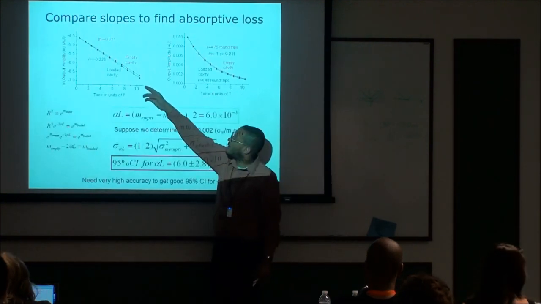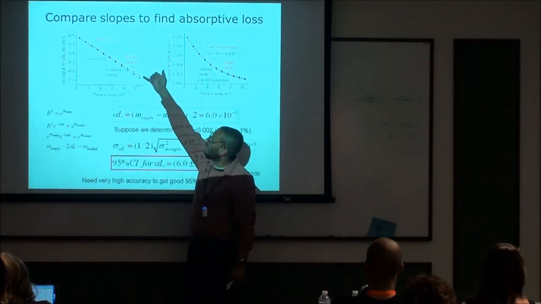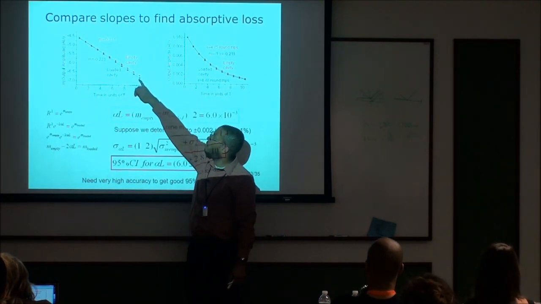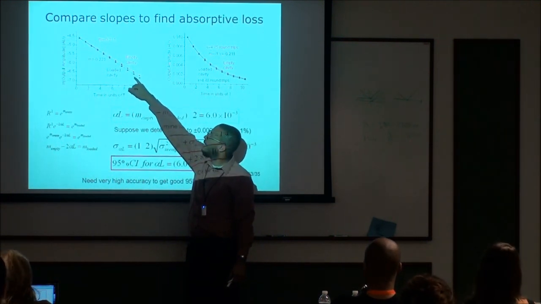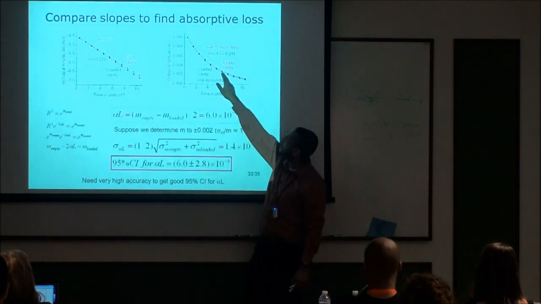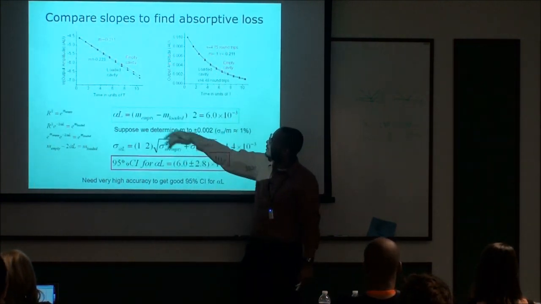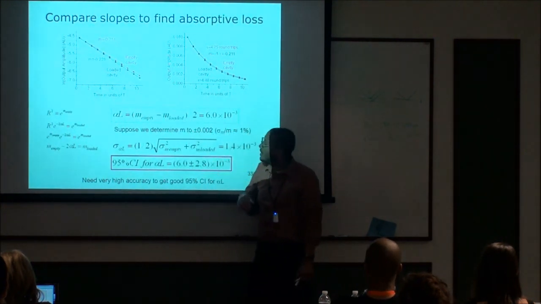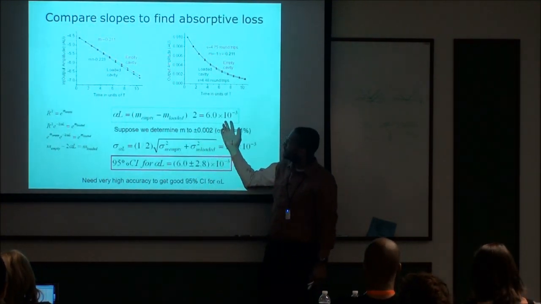So I again fit the data. The red curve is the empty cavity, so no loss. When I put the lossy material in, I get a slight change in the slope. Basically, it decays slightly faster because I have that additional amount of loss. So if I go through and do some error analysis, you'll see that I can measure very low losses.